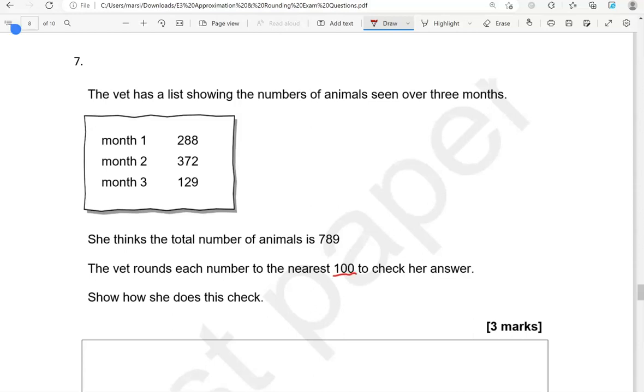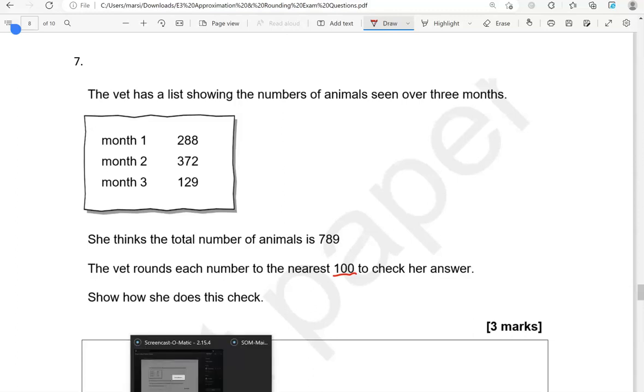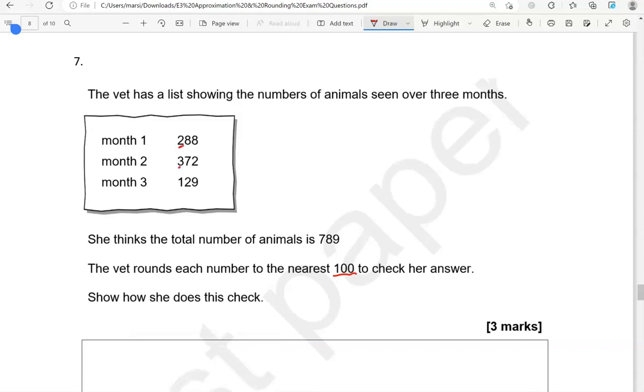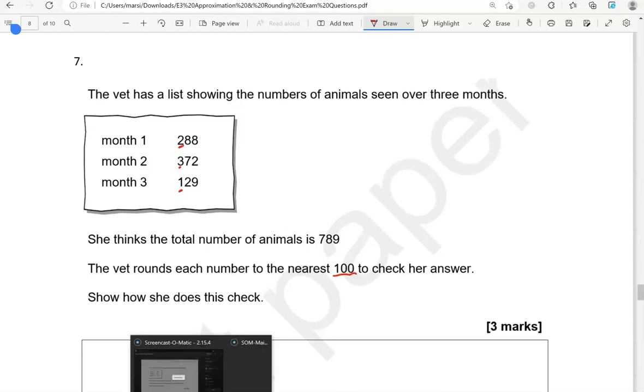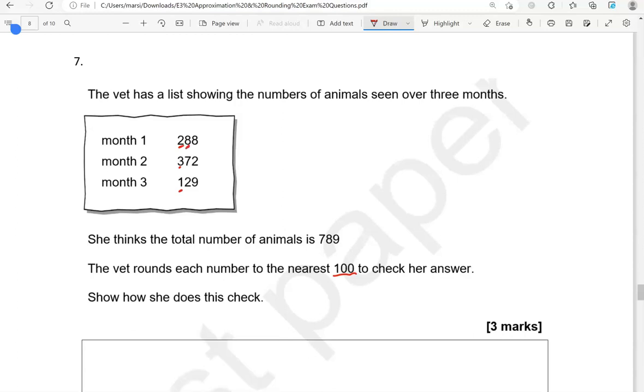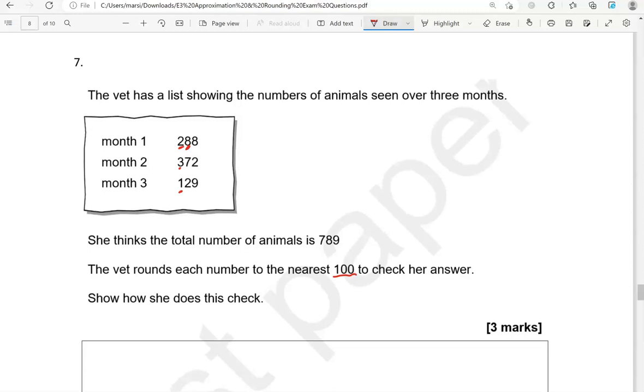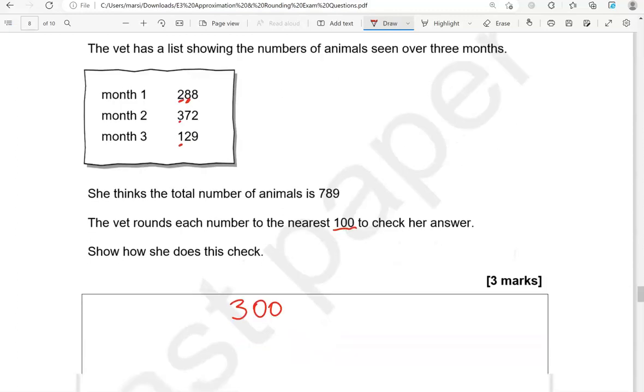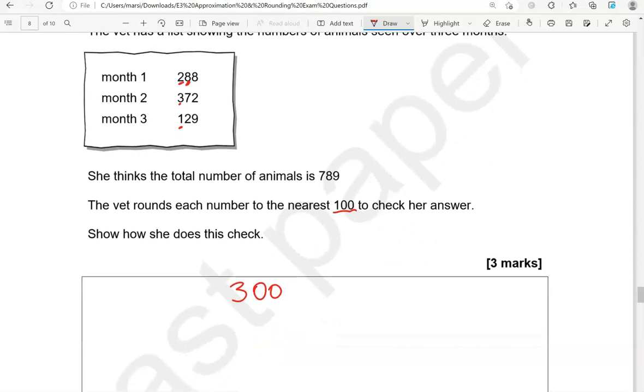So we're rounding the numbers to the nearest 100. So let's locate the hundreds digit. So we've got units, tens, hundreds. To decide, we're going to look on the right. We've got 8 here, so we're going to round up to 300. Because when you round to the nearest 100, your answer is going to be 200 or 300. No tens or units.